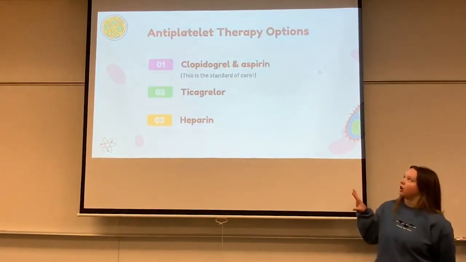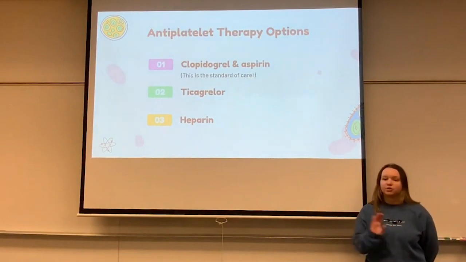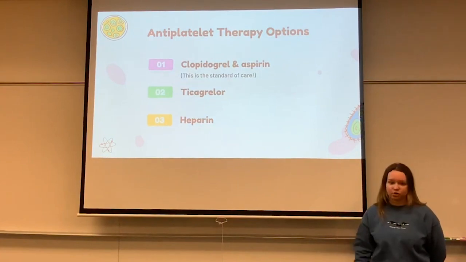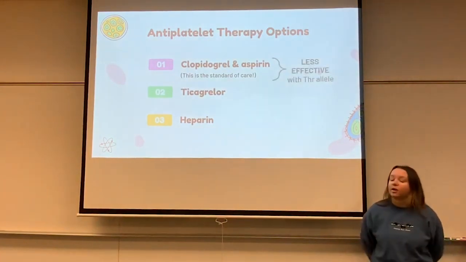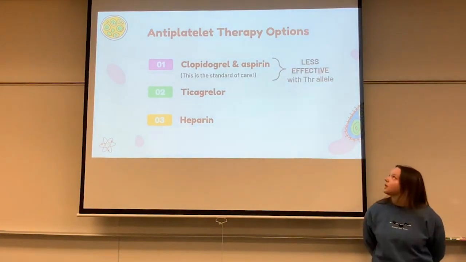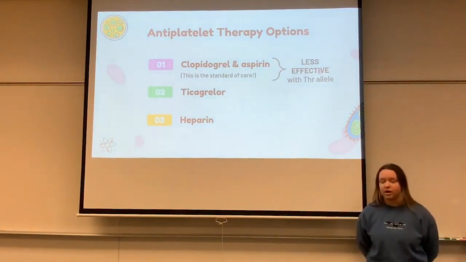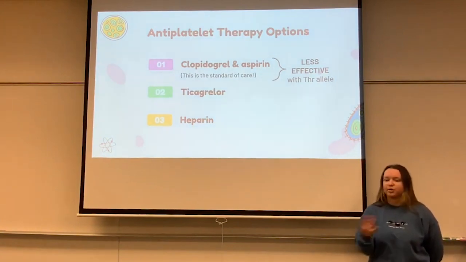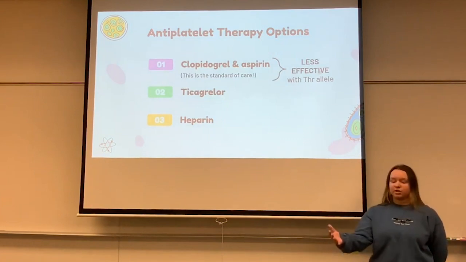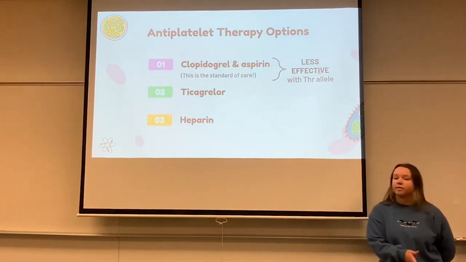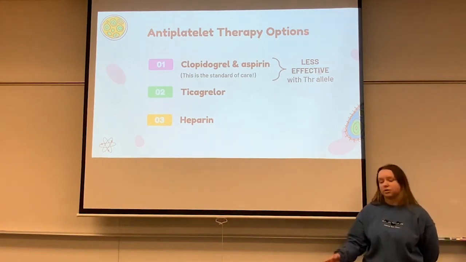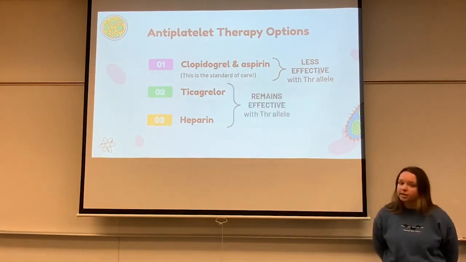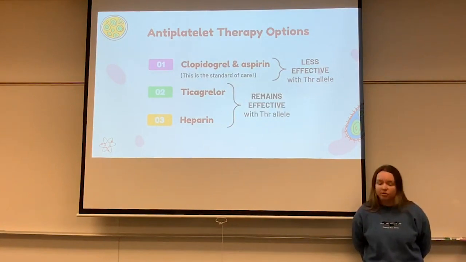So going back to our three antiplatelet options, patients with this threonine allele have different, as we mentioned, responses to these different drugs. Firstly, to the standard of care, clopidogrel and aspirin, these patients with the threonine allele experience less effectiveness in response to those medications. So clearly this is a problem because if you're prescribing every patient these two drugs that are the standard of care, but they don't work for 57% of African Americans, that will cause a huge disparity in terms of health outcomes. However, the second two medications that are less commonly prescribed do remain effective with the threonine allele.